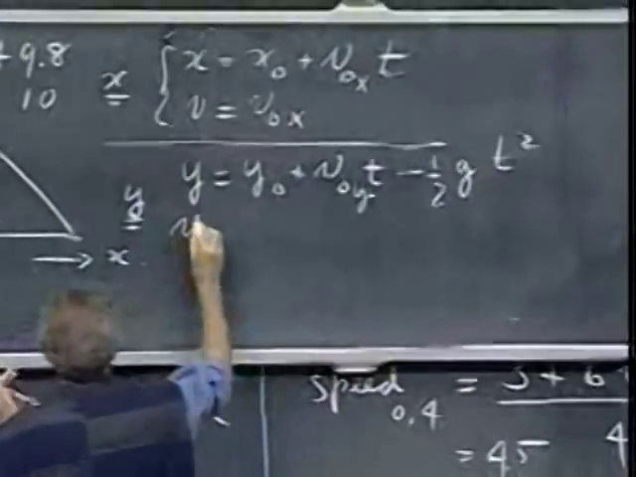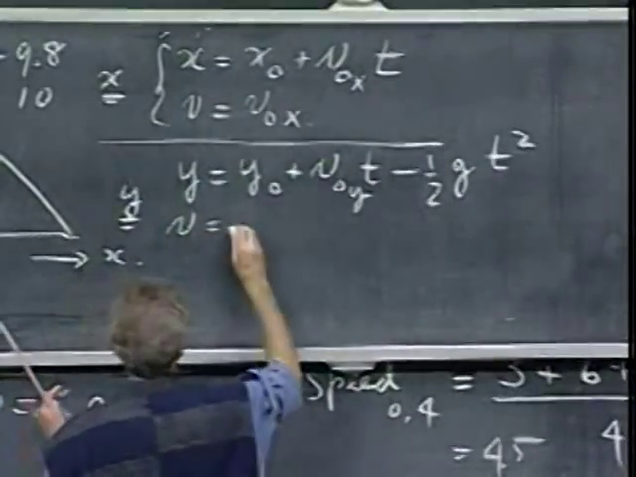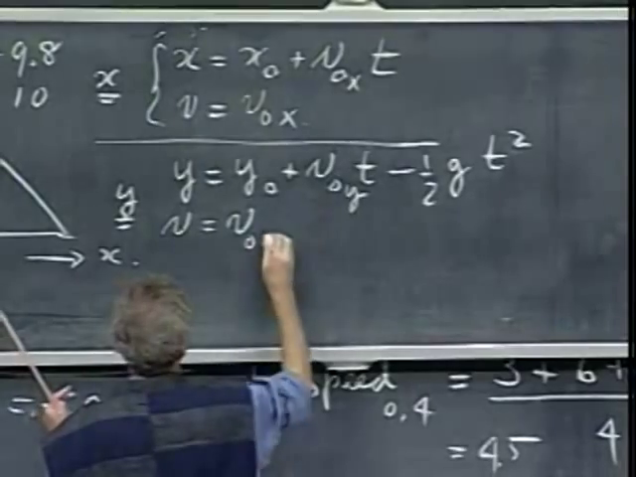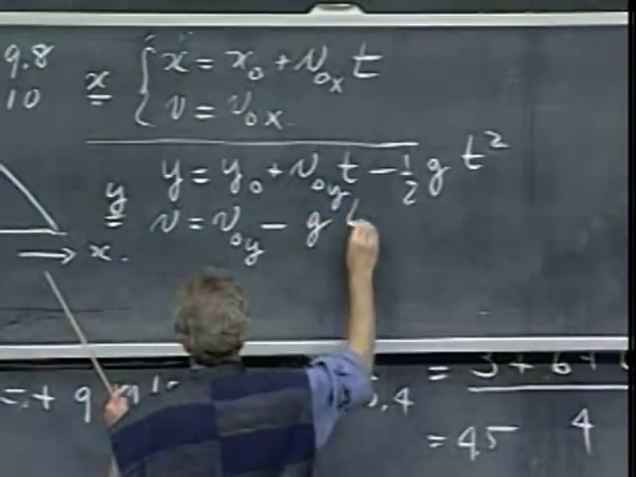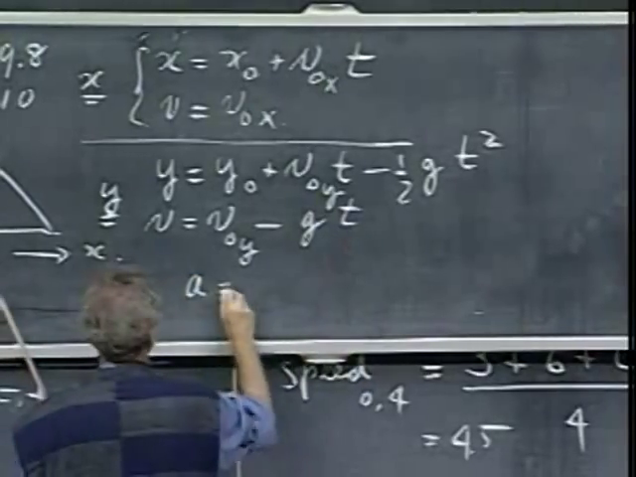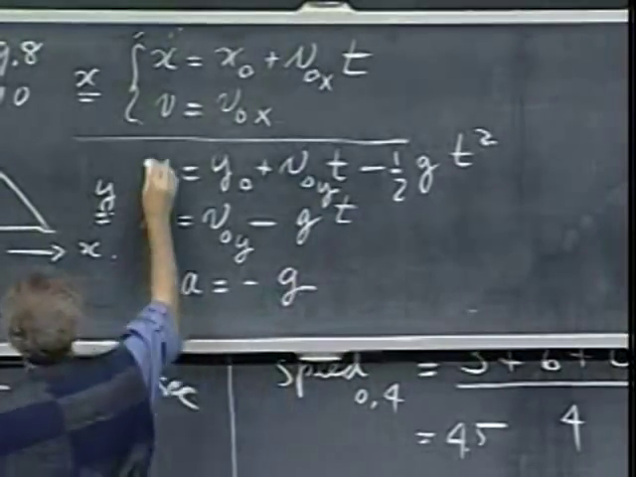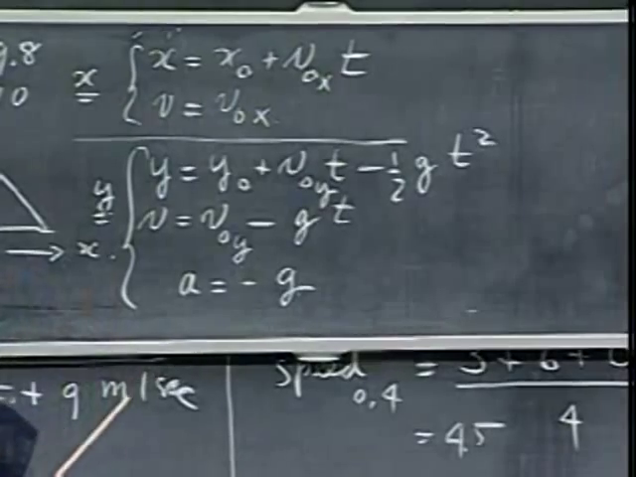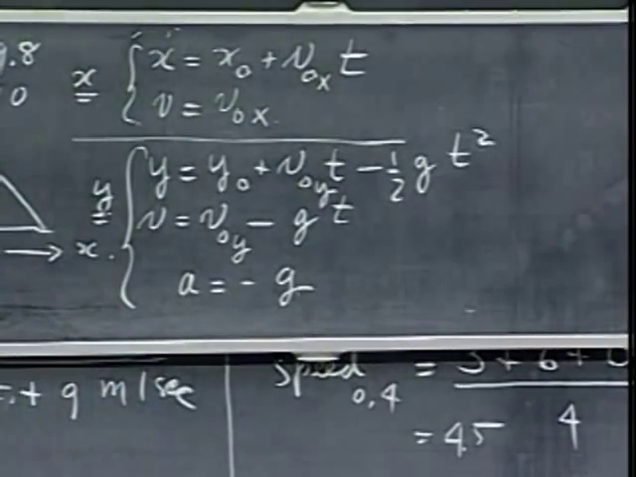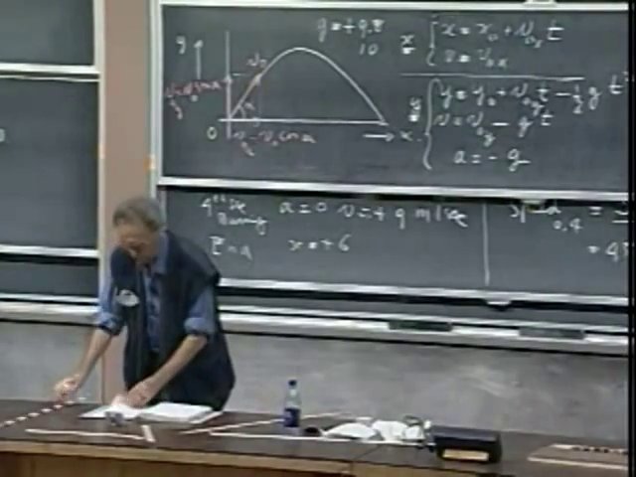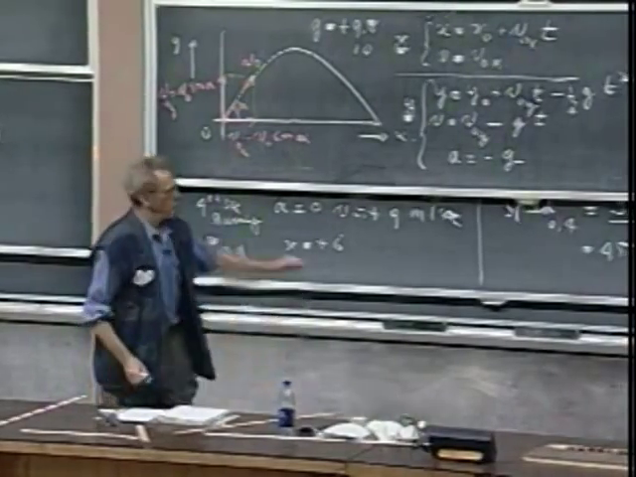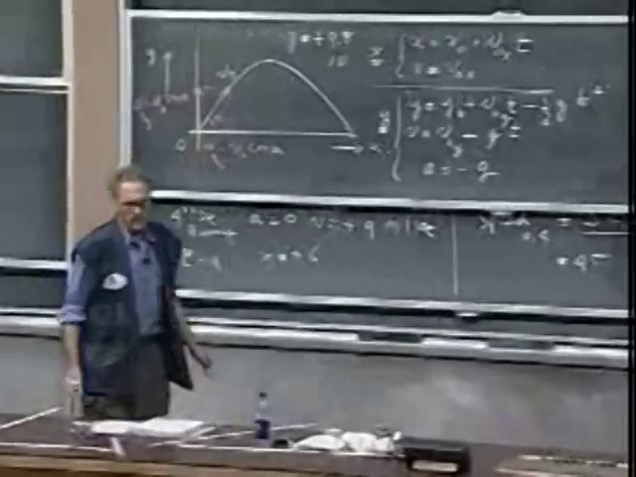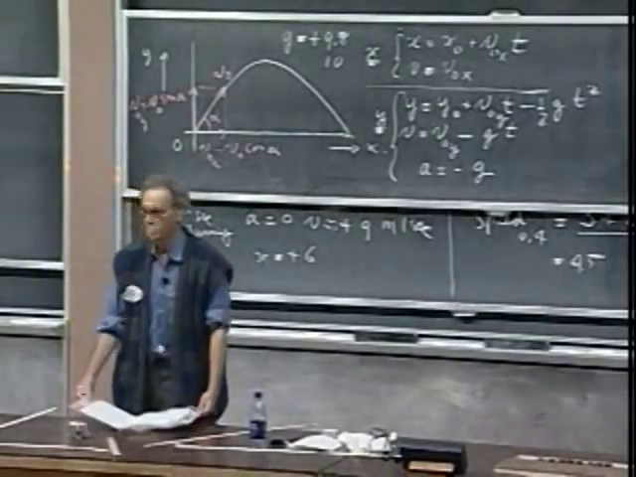Then the velocity in the y direction as a function of time would be this derivative, that is v0y minus gt, and the acceleration equals minus g. So these are the three equations that govern the motion in the y direction. This only holds if there is no air drag, no friction of any kind.